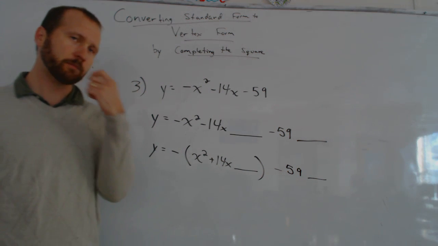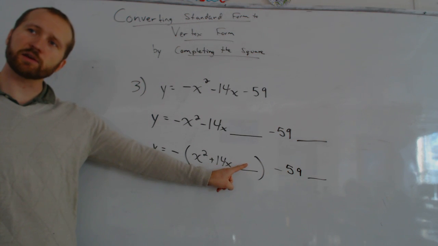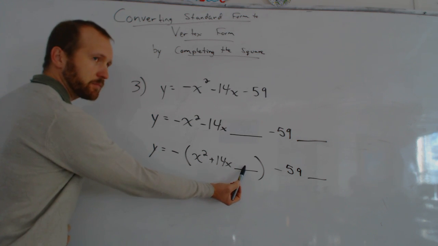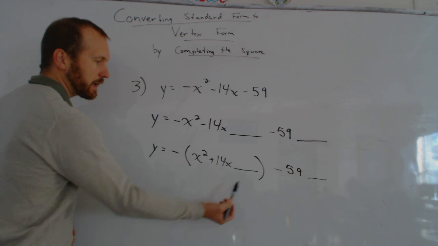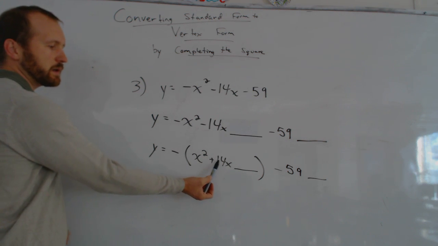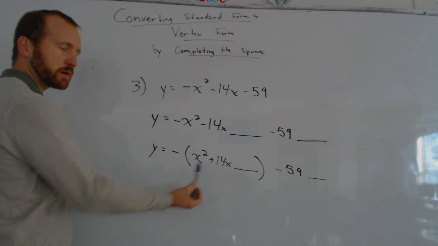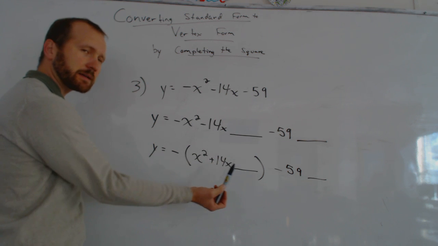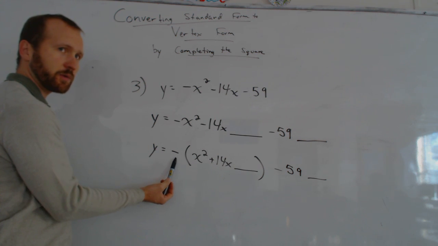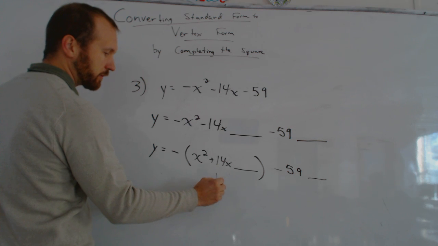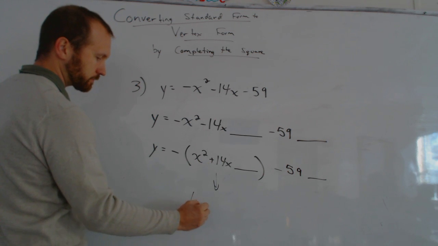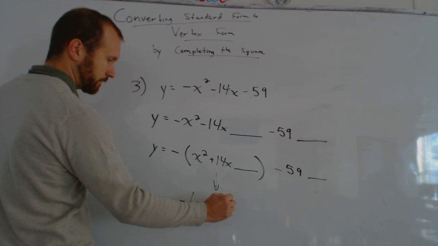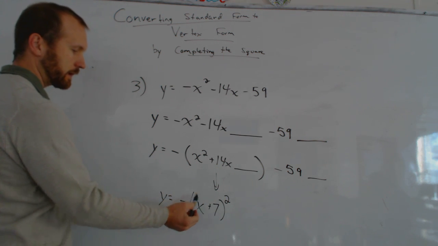Now the thing is, when I add something here, I'm technically adding negative 1 times that thing, because it's inside these parentheses, right? This was a negative 14x, but I've turned it into 14x. So if I add a 7 here, I'm really subtracting 7, because it's 7 times negative 1. So half of 14 is positive 7. So we've got y equals negative, x plus 7 squared.